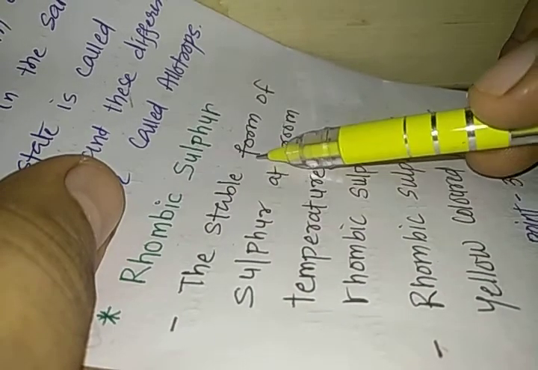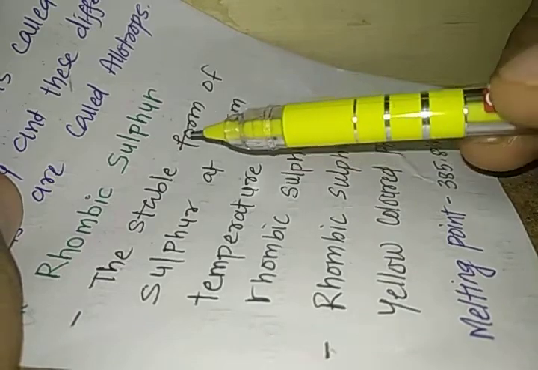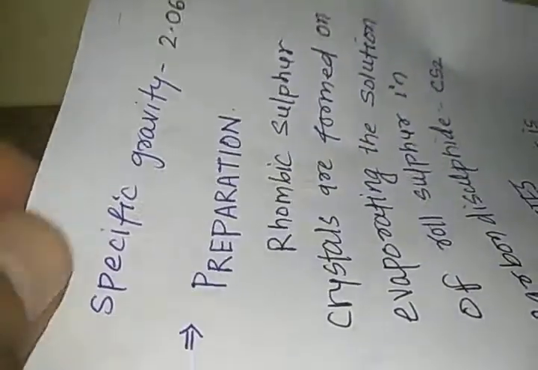The stable form of sulfur at room temperature is rhombic sulfur. Rhombic sulfur is a yellow colored powder. The melting point of rhombic sulfur is 385.8 Kelvin. The specific gravity is 2.06.